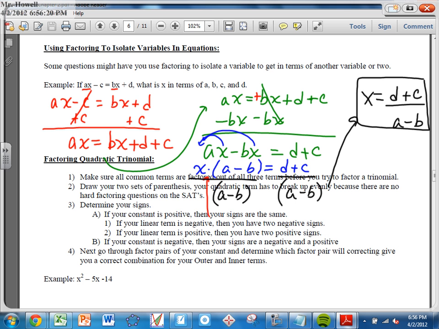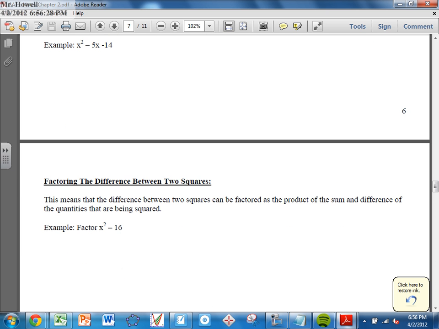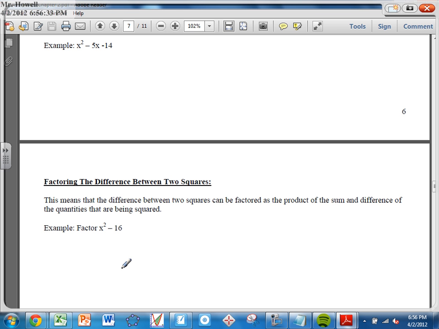Okay? All right. Let's take a look at factoring trinomials. We've done all these steps before, so I'm going to quickly go through what you need to do here. Remember, on the SAT, the factoring questions are very simple. They're not going to be tough problems where you need really the AC method used. So think to yourself, what are the factors of negative 14 that add up to negative 5? So you want things that multiply to give you negative 14 and that sum up to negative 5.